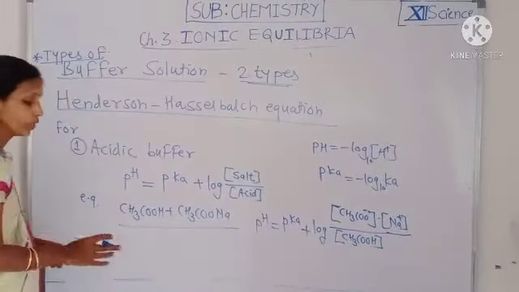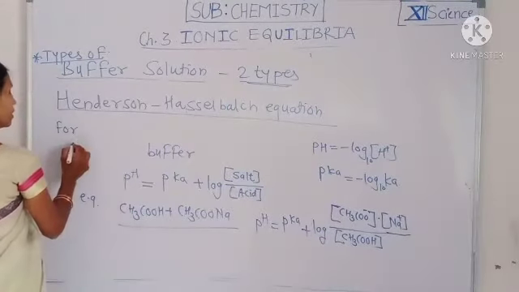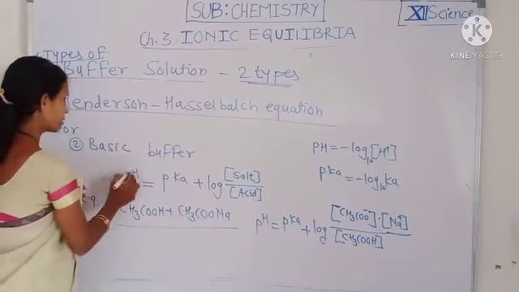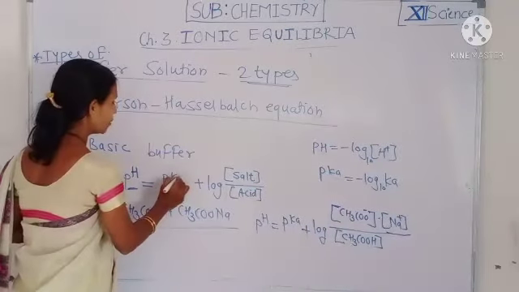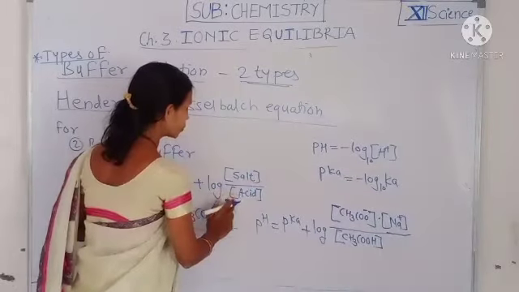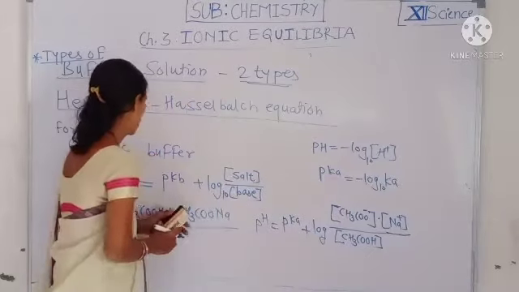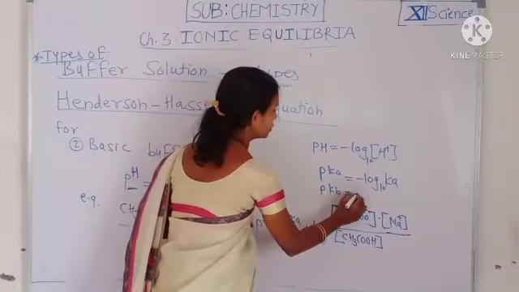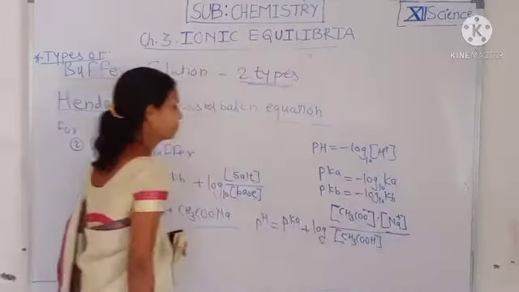Similarly, we can determine the equation for a basic buffer. For a basic buffer, the pH is the pOH-based expression: pKb plus log of the concentration of salt upon the concentration of base, log to the base 10. Similarly, here pKb is the negative log of Kb to the base 10.